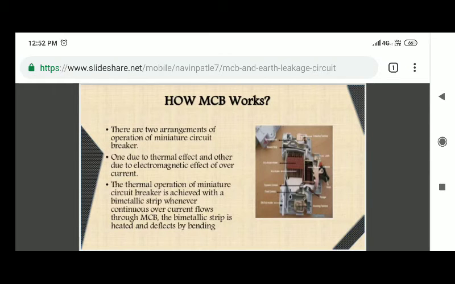Then how does an MCB work? There are two arrangements for the operation of a miniature circuit breaker, one due to the thermal effect and the other due to the electromagnetic effect. The thermal operation of the miniature circuit breaker is achieved with a bimetallic strip. Whenever continuous overcurrent flows through the MCB, the metallic strip is heated and deflected by bending.